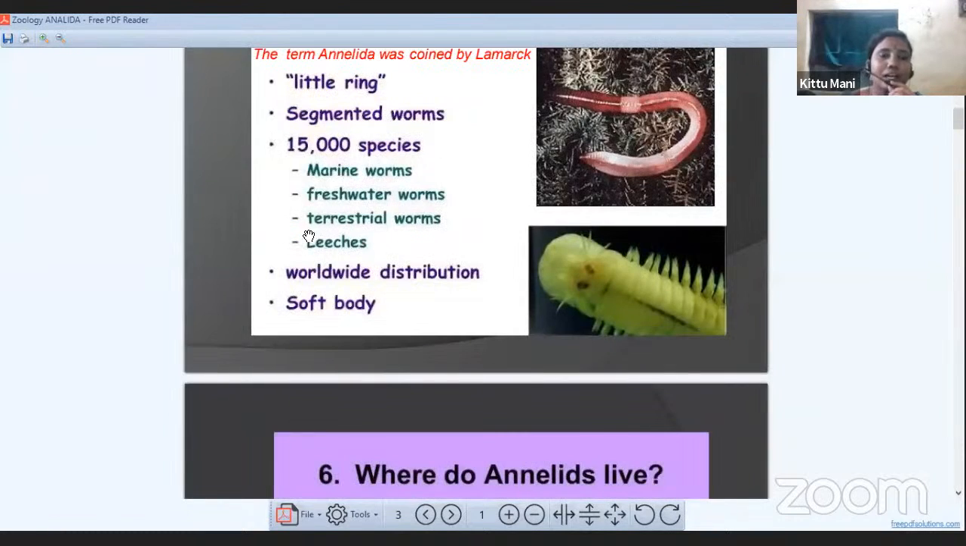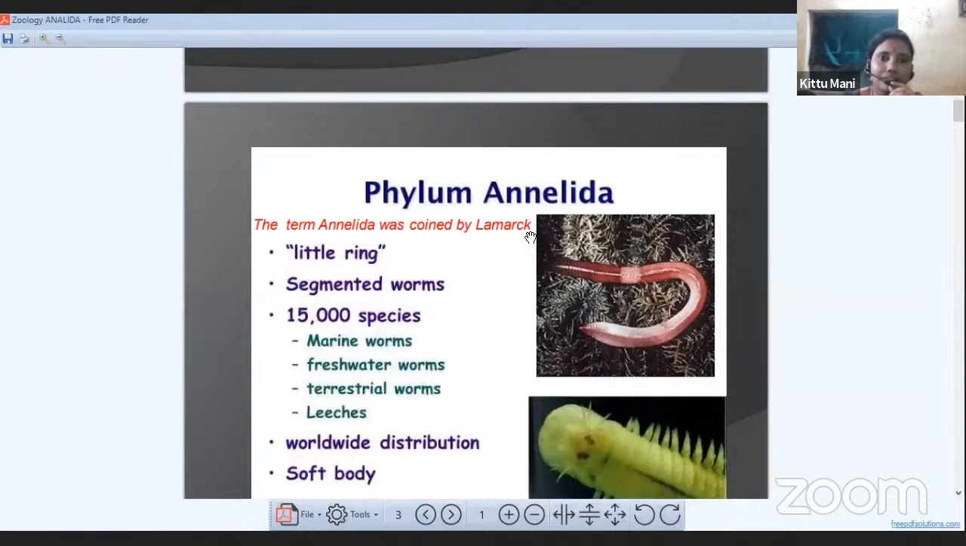The term Annelida was coined by Lamarck. Annelida means the little ring-like structure. The organisms that come under the phylum Annelida have a segmented body.